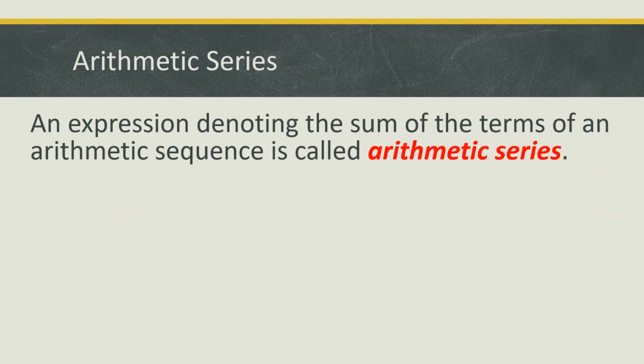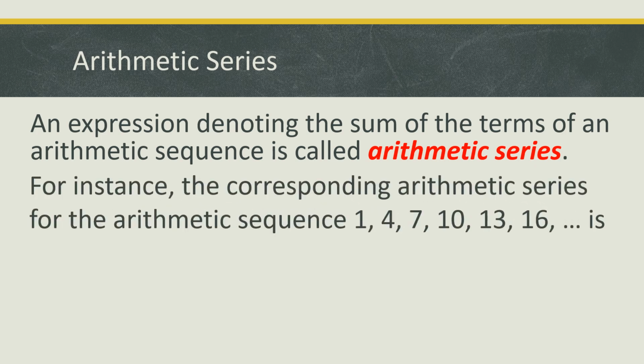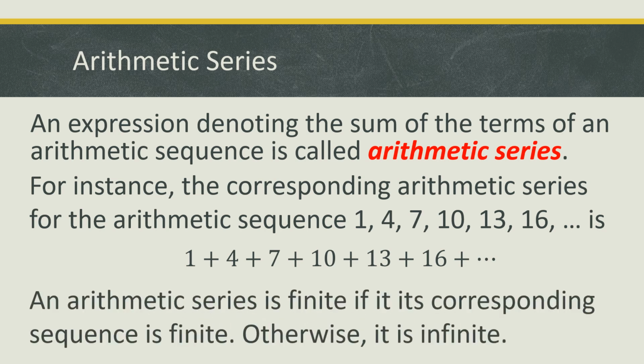An expression denoting the sum of the terms of an arithmetic sequence is called an arithmetic series. So meaning if there's an arithmetic sequence, we can get its sum using the arithmetic series. Say for example on the screen, we have 1 plus 4 plus 7 plus 10 plus 13 plus 16. This is an arithmetic series of the given sequence 1, 4, 7, 10, 13, and 16 and so on. Take note, an arithmetic series is finite if its corresponding sequence is finite. Otherwise, it is infinite.